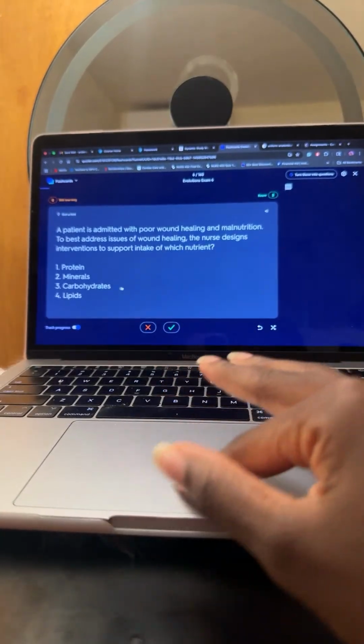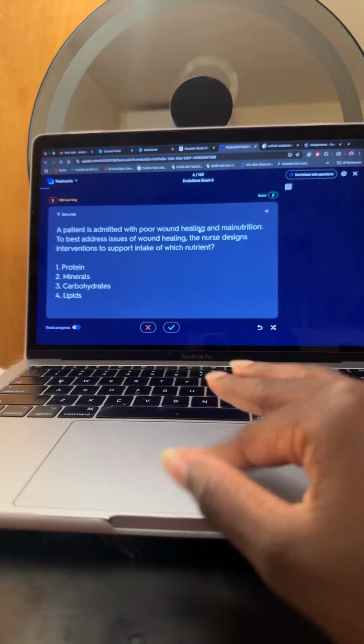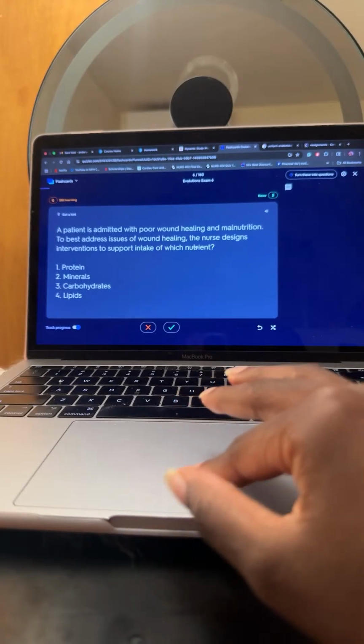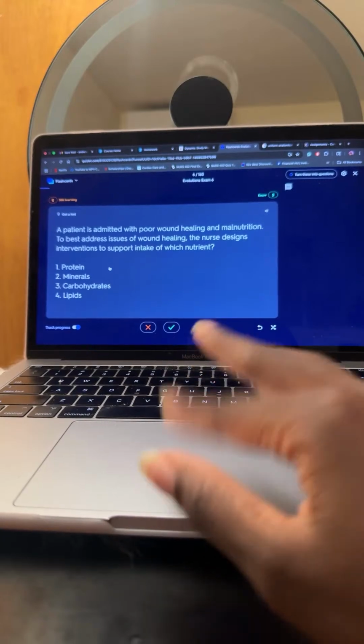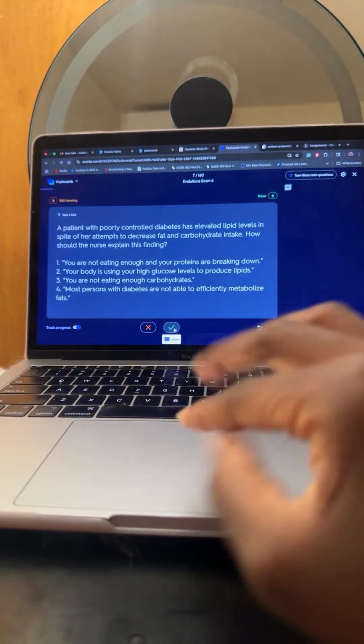Okay, next one. A patient is admitted with poor wound healing and malnutrition. To best address issues of wound healing, the nurse designs interventions to support intake of which protein? Perfect. Moving on. That was an easy one.